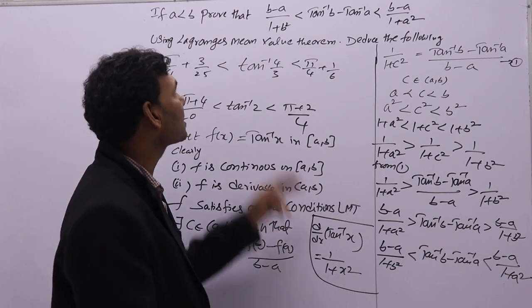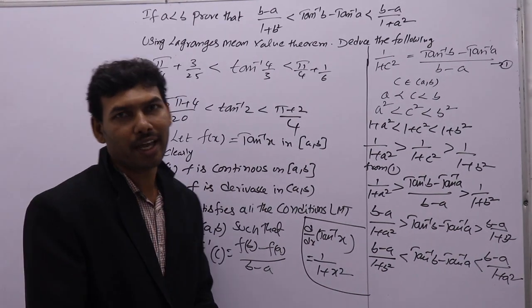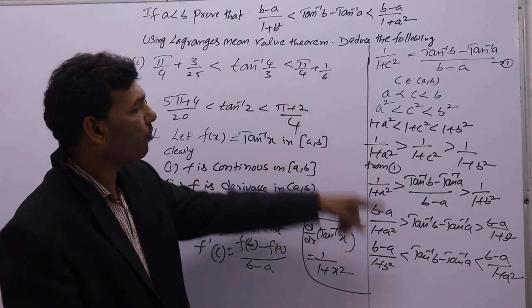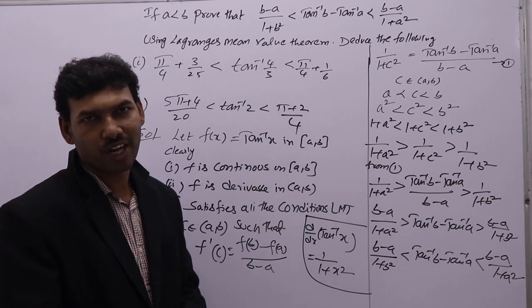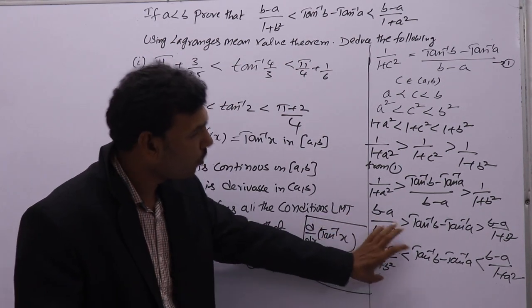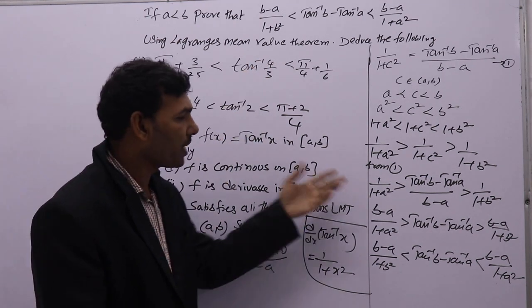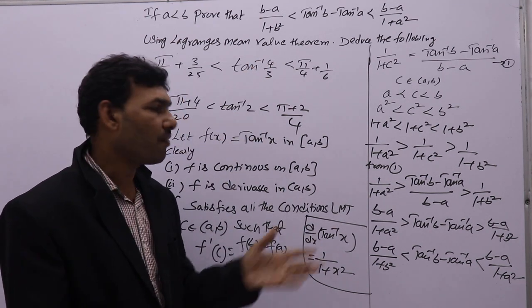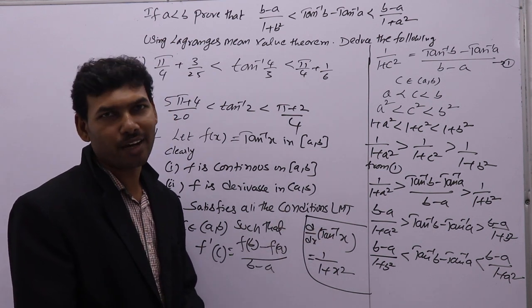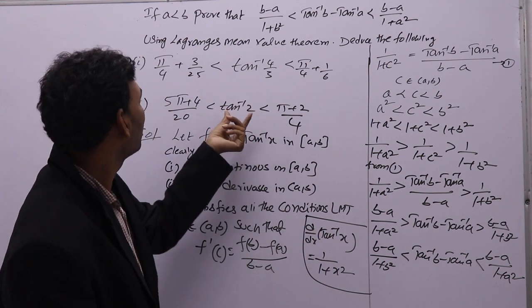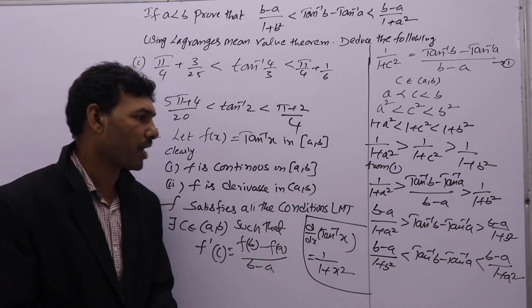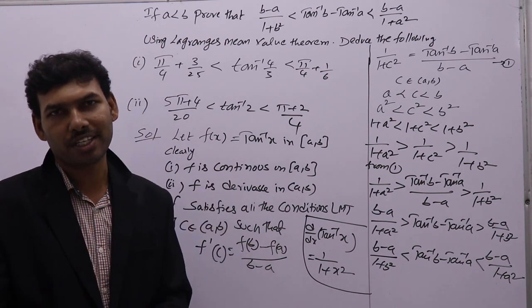So this is the deduction we need to derive. This is the proof we need to prove using Lagrange's mean value theorem. From this proof, we need to derive these 2 inequalities. We will derive them by substituting some values in the place of a and b. We can easily derive these 2. Now we will discuss how to derive these 2 derivations.